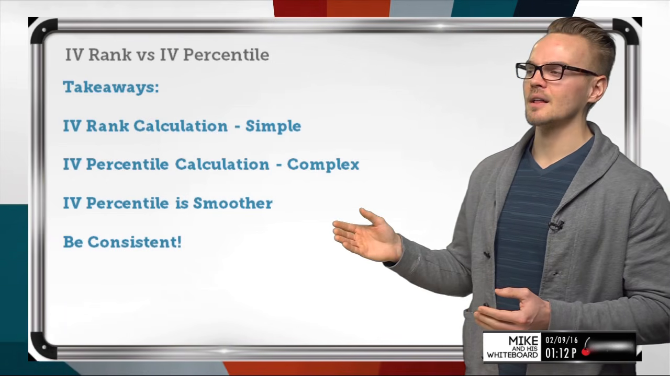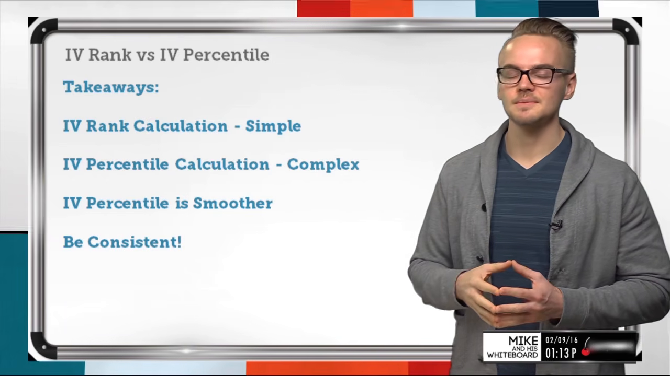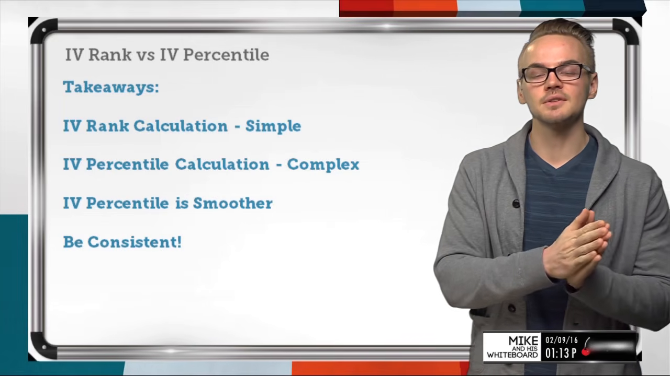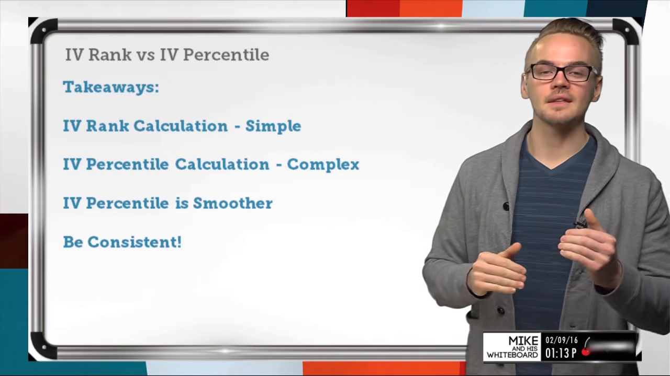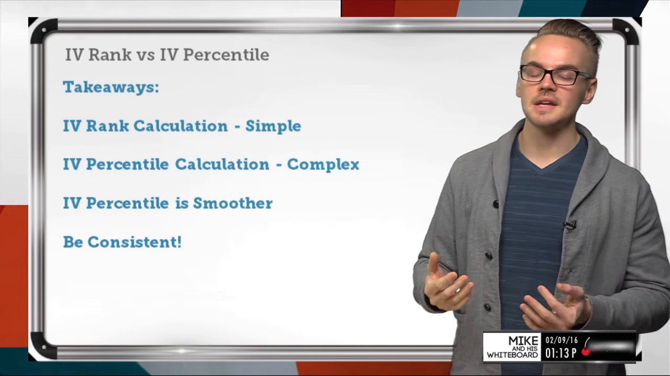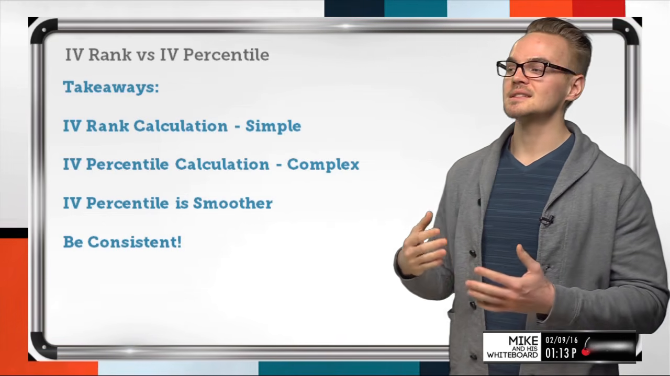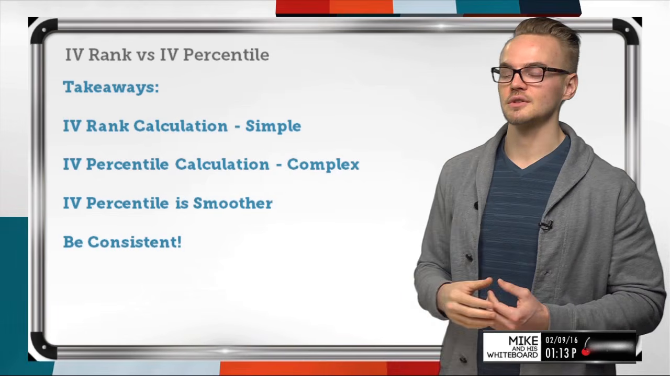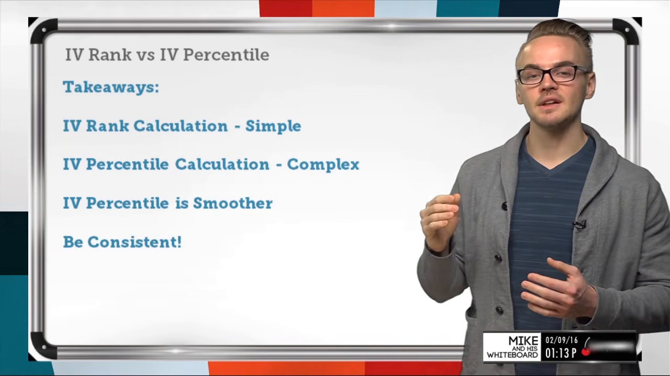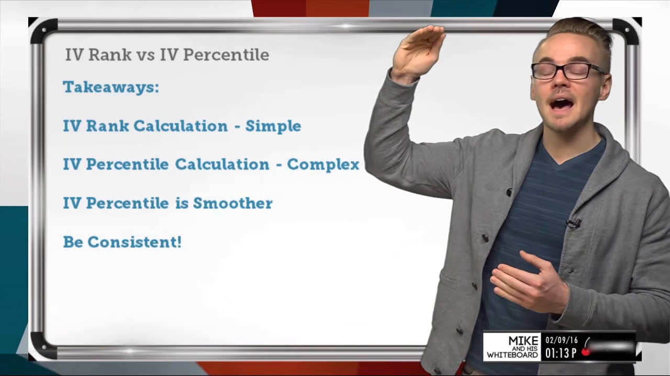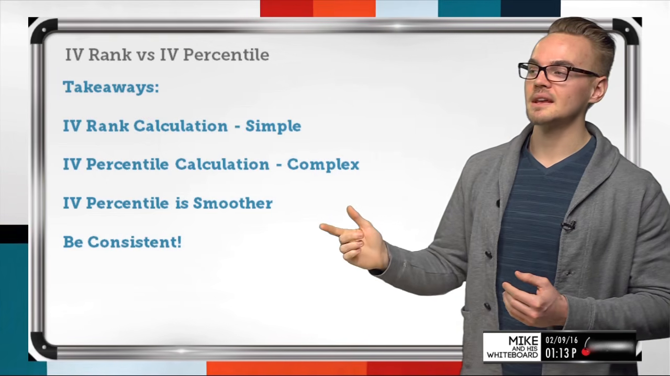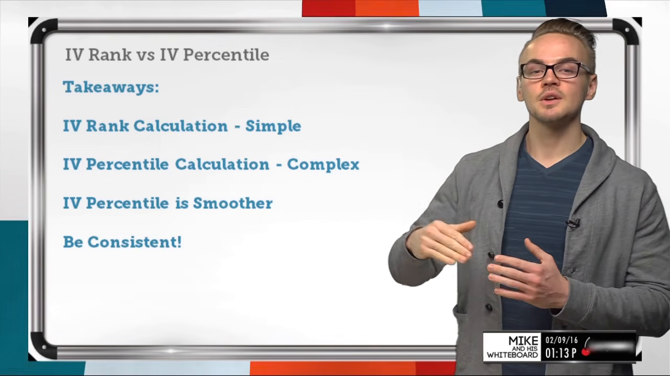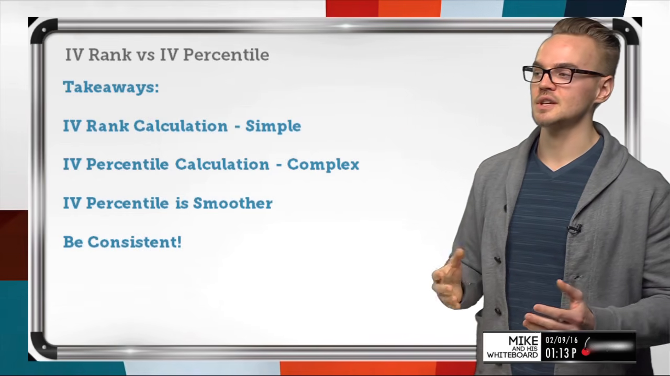IV percentile, however, is a little bit more complex. There's a lot more data points going into it because we're looking at each and every single day, regardless of the IV high and the IV low. While yes, it will have an impact on the IV percentile, it's not going to have a drastic impact like you saw it have in the IV rank calculation. If we get a spike in implied volatility, it's going to alter that high for the IV rank, whereas in IV percentile, it's just going to skew it a tiny bit. It's not going to totally drastically change that calculation.